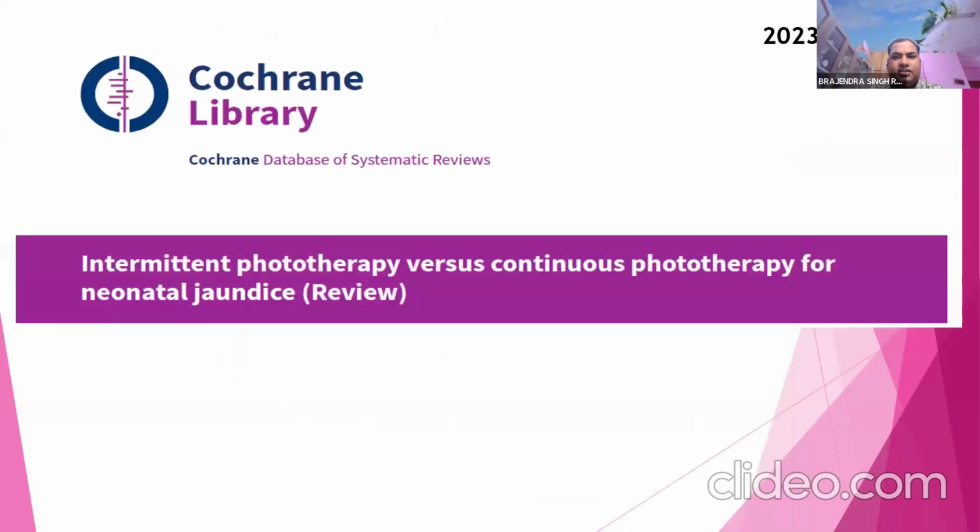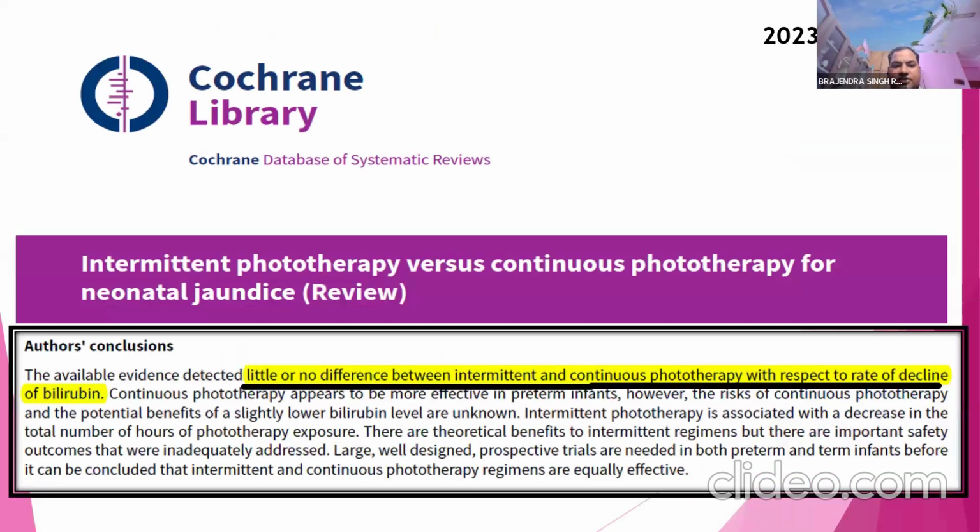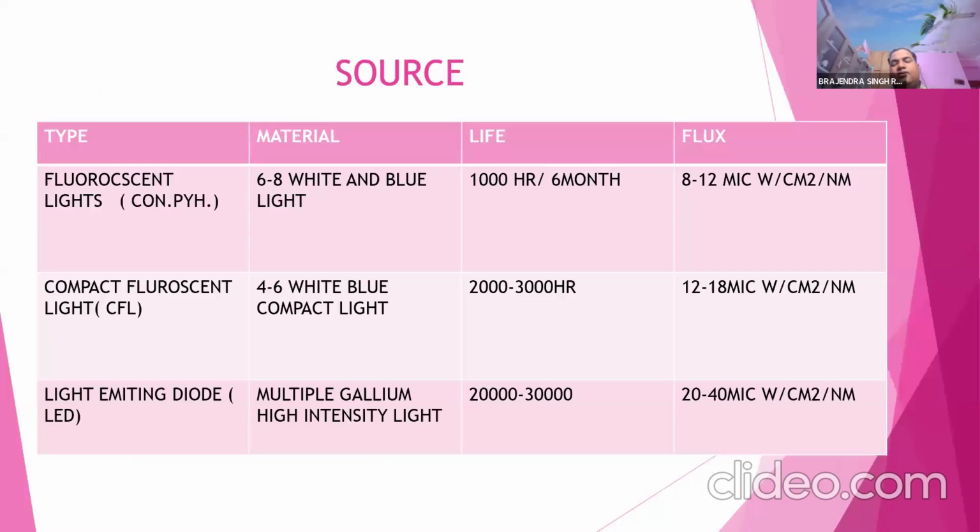So something important: people are asking about intermittent phototherapy versus continuous phototherapy for neonatal jaundice. There is little or no difference between intermittent and continuous phototherapy with respect to the rate of decline of bilirubin. This is from the Cochrane database. Now, another important thing related to phototherapy is this. These are the different types of phototherapy sources available in our workplace, like fluorescent light, compact fluorescent light, and light emitting diode (LED).